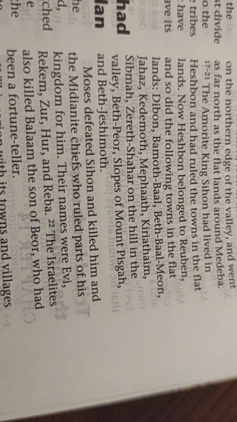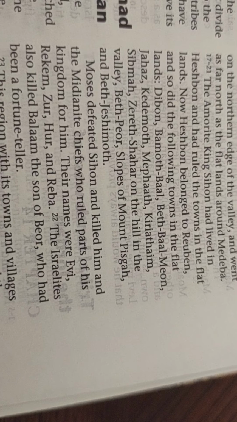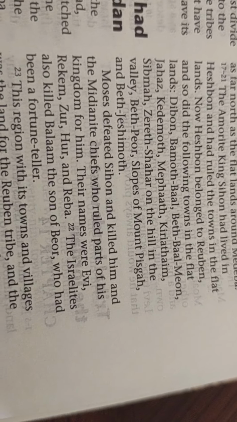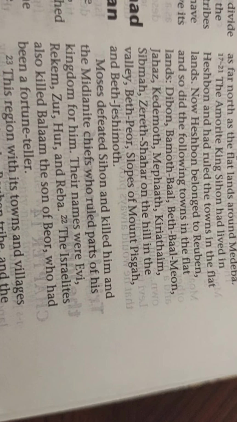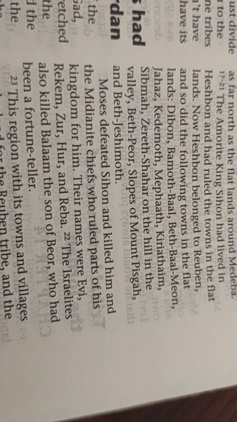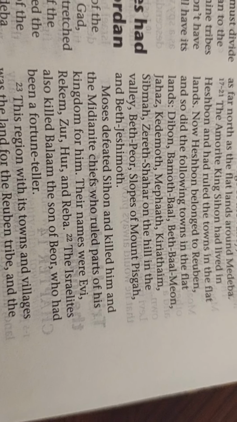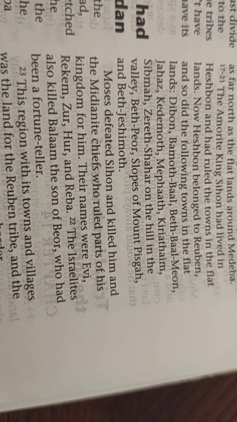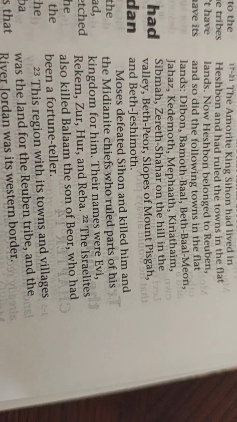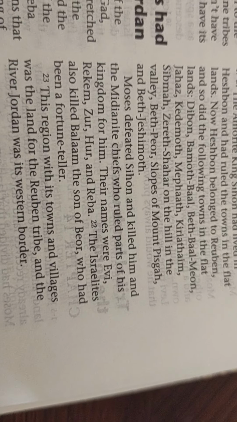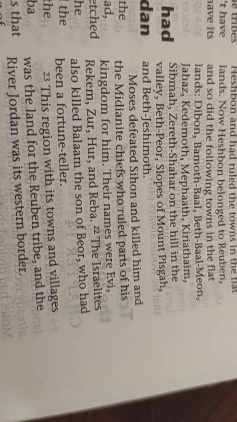Now Heshbon belonged to Reuben, and so did the following towns in the flatlands: Dibon, Bamoth-baal, Beth-baal, Moon, Jahaz, Kedemoth, Mephath, Kiriathaim, Sibmah, Zereth-Sahar on the hill in the valley, Beth-peor, the slopes of Mount Pisgah, and Beth-Jeshimoth.